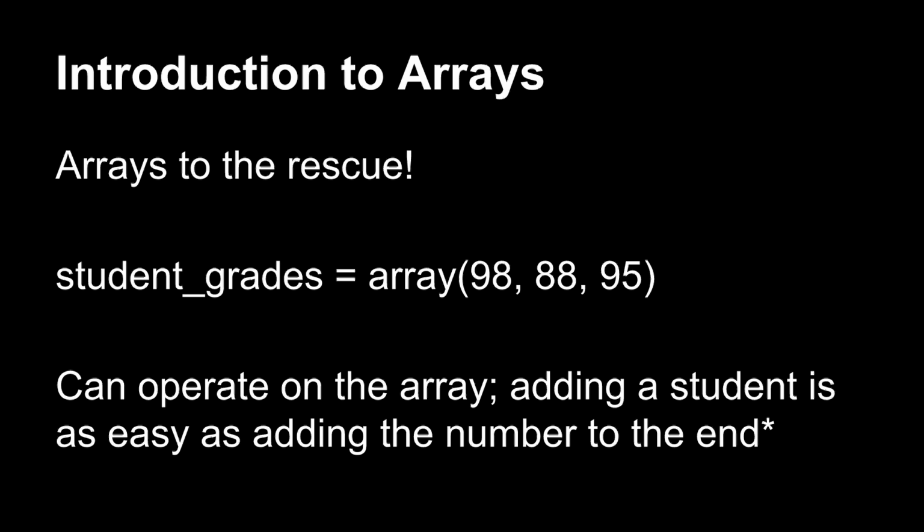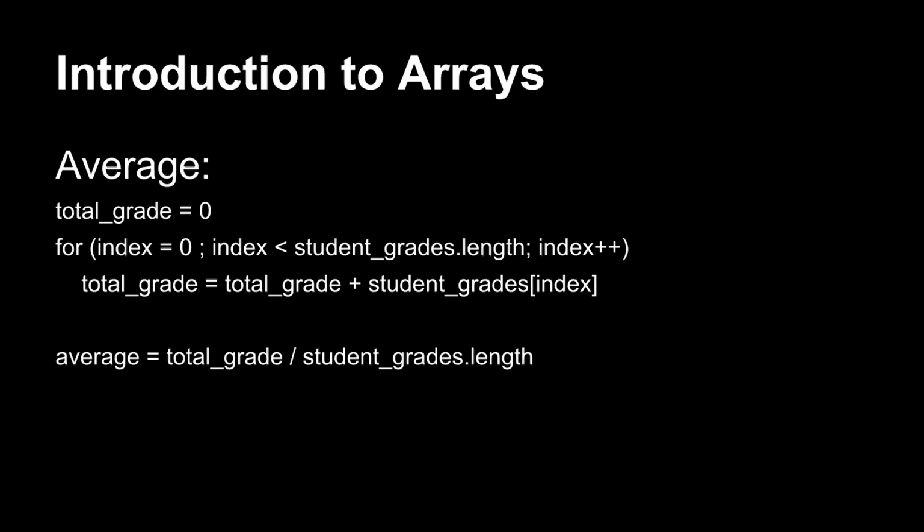Now I can operate on the array. Adding a student is as easy as adding the number to the end. Now I put an asterisk there because remember, if you initialize an array in some languages with only 3 elements, you can't just add it without recompiling. Again, depends on the language, and we'll see some more examples of that when we start talking about individual languages. But just keep that in mind that sometimes it's not quote-unquote as simple as just adding another variable to the end.